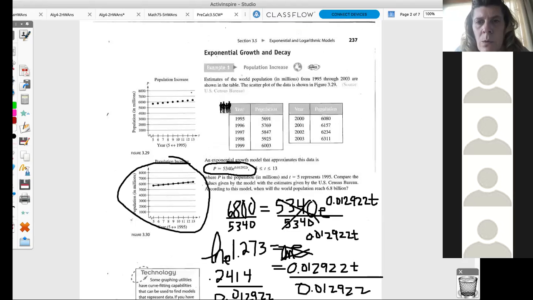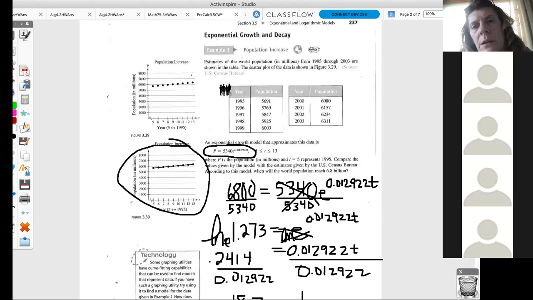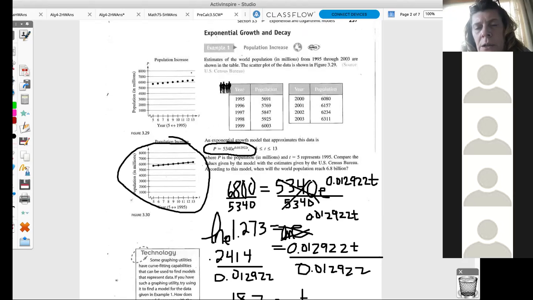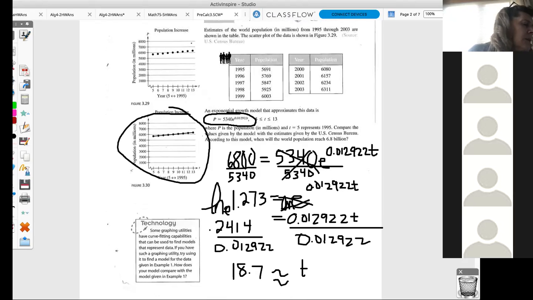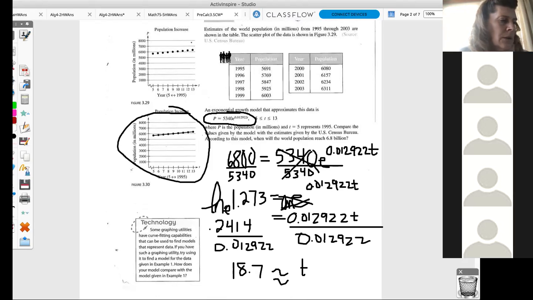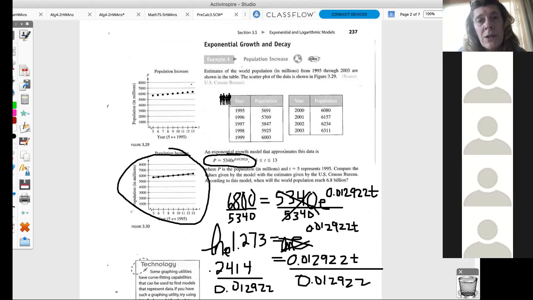18.7, which would be year what? Let's see, year 13 was 2003. So somewhere in 2008. So in the year 2008, we're going to reach that. Oh, wait. Somewhere in the year 2008, we did reach that.